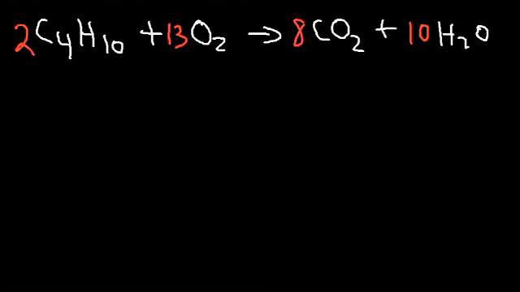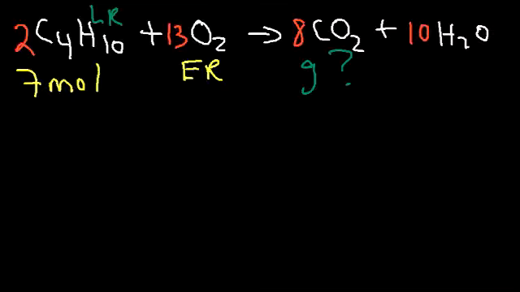So now let's say that there are 7 moles of butane and it reacts with excess oxygen gas. So that's the excess reactant, which means that this must be the limiting reactant. How many grams of carbon dioxide are produced in this reaction? So we want to convert from moles of butane to grams of carbon dioxide. How can we do that? Well, let's start with moles of butane.